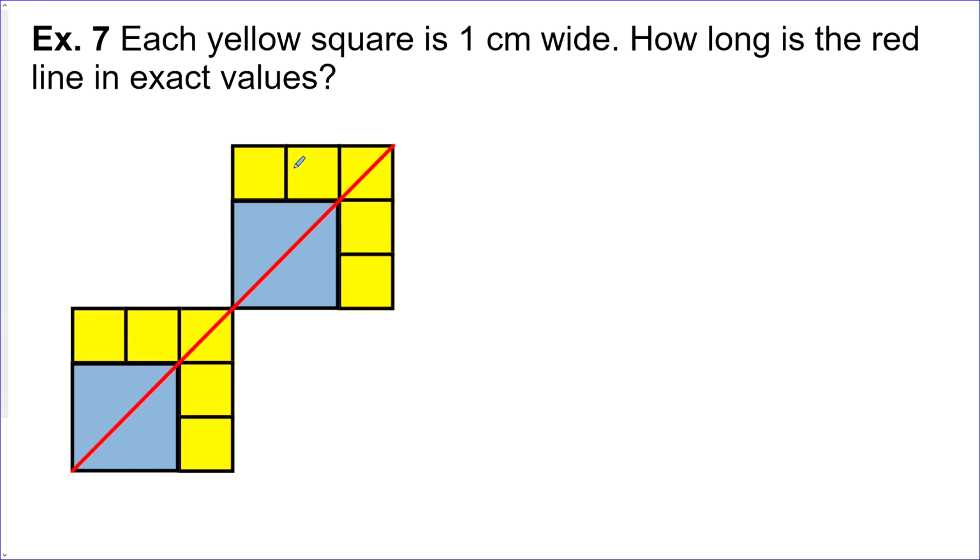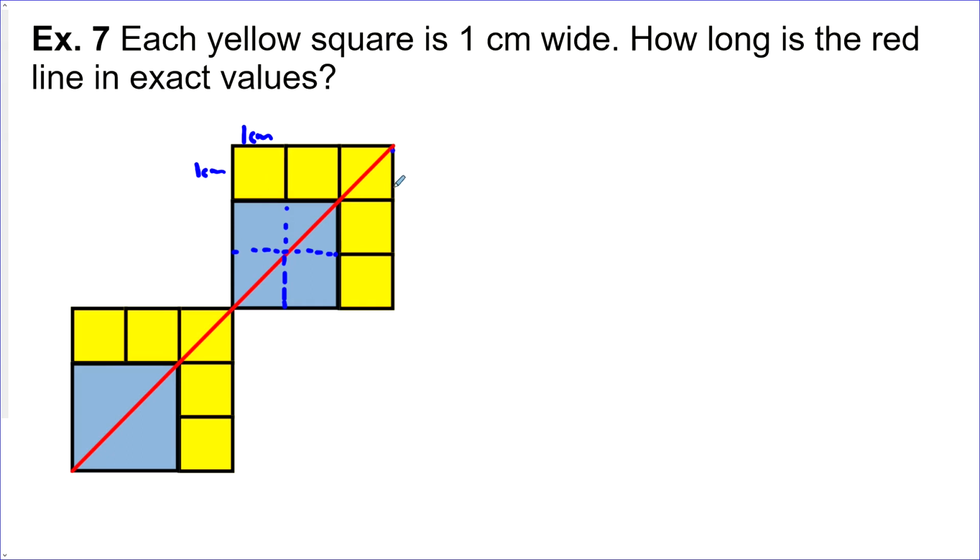Example 7, we want to find how long this red line is in exact values if one of these yellow squares is 1 centimeter square. So 1 centimeter by 1 centimeter. Now we could do this as individual pieces. We could extend this down and this over, or we could do it in one big piece. Either way would work. So let's do it in one big piece first.